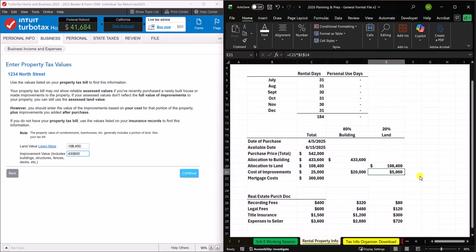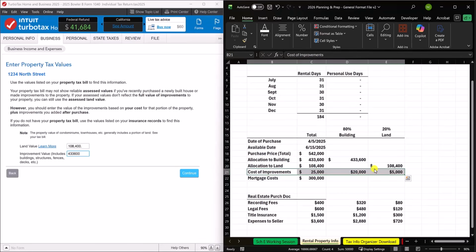Now, I'm not sure that I agree with that or like that, because if you think about it, assume that these improvements, you know exactly what they are. Let's say they're all improvements to the building itself or the interior of the building. None of them are improvements to the land. And even if they were improvements to the land, like putting up a fence or paving a driveway or something like that, that's still a depreciable item.